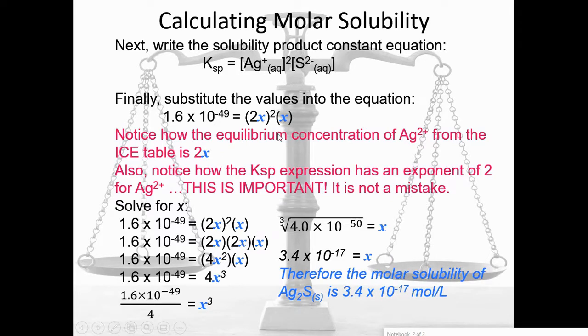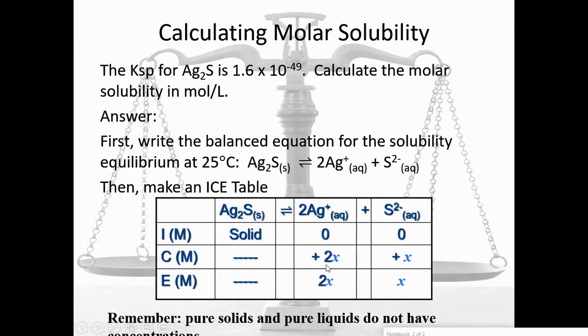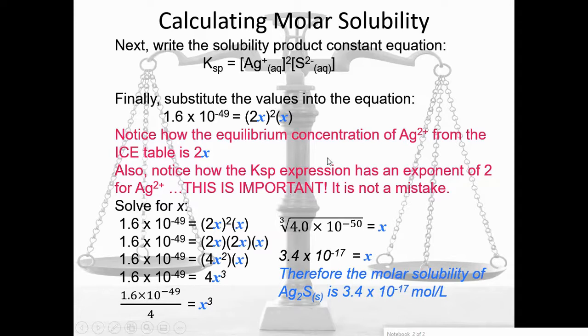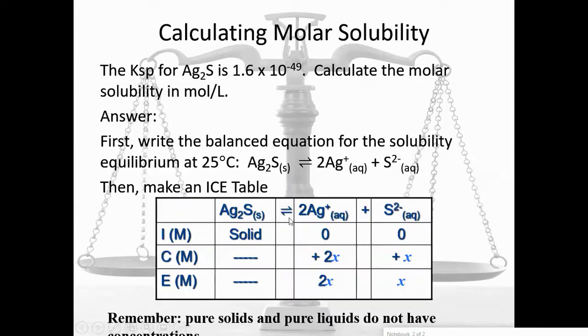So if you were watching carefully, you'll notice that we put a 2x in the ice table for silver. That's why there's a 2x in here. We also see that there's an exponent of 2 on the silver ion in the KSP expression, right there. And people always say, okay, you're doubling it up, you're counting it twice, it's going to be wrong. No, this is not a mistake. This is important. The ice table shows you how this solid will dissolve into 2 different ions according to these ratios of a 2 to 1.